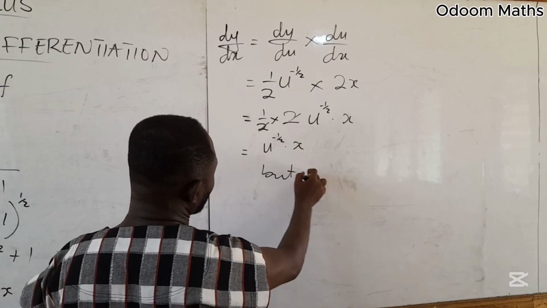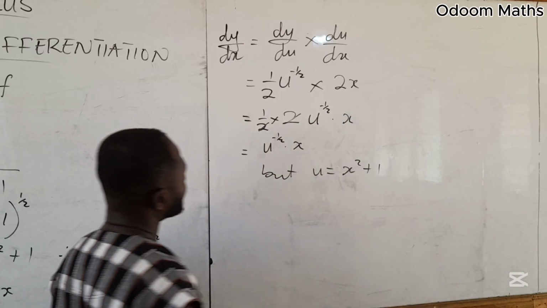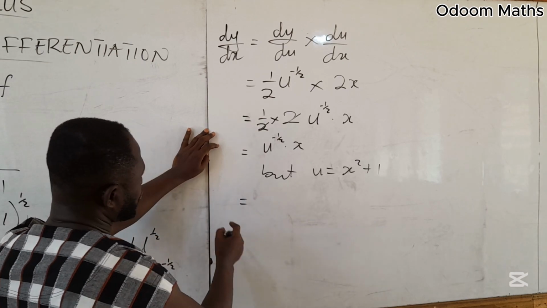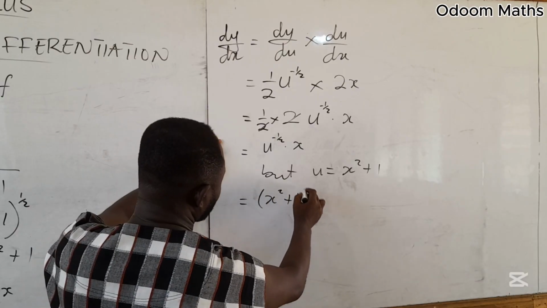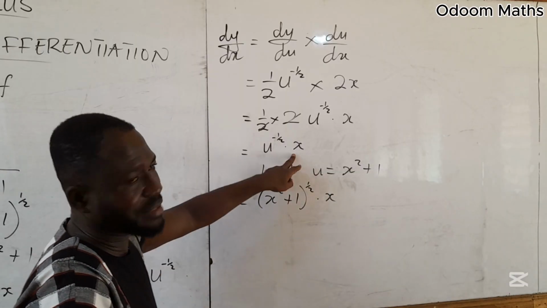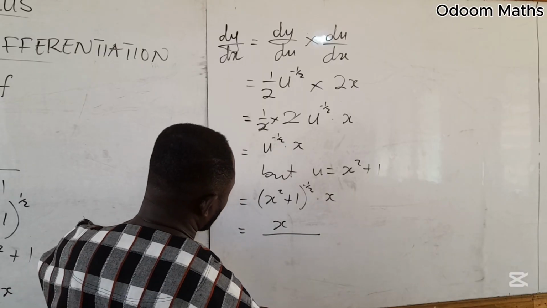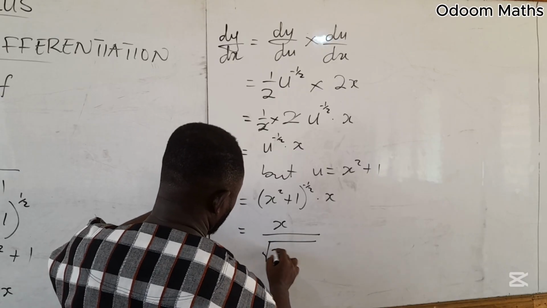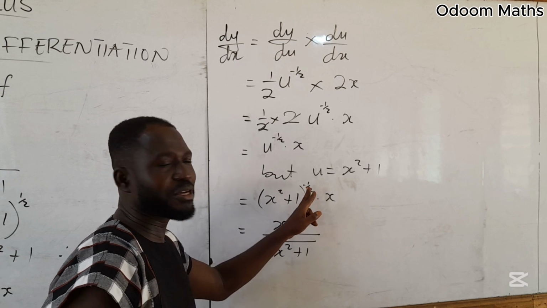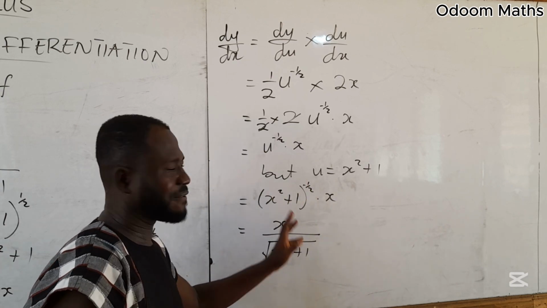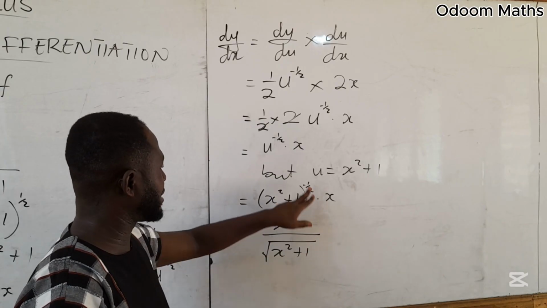But our u has been defined already as what is in the bracket, that is x squared plus 1. So we have the answer: dy/dx is, in brackets, x squared plus 1 raised to the power negative half, times x. Having a negative power, we can rewrite this as x over the square root of x squared plus 1 as our answer, because anything raised to the power half is a square root of that. So x having a positive power means it should be a numerator, and this becomes the denominator.